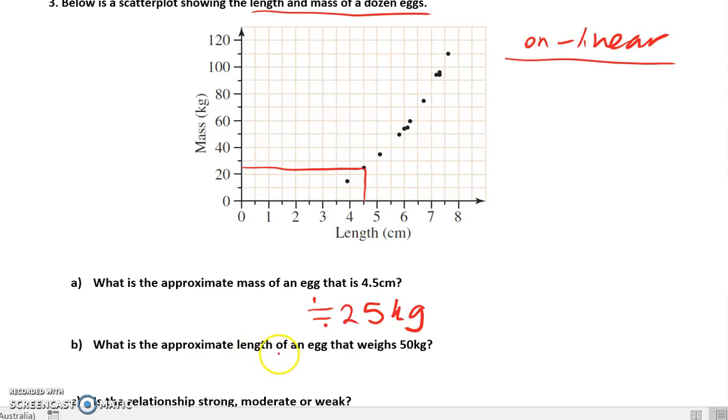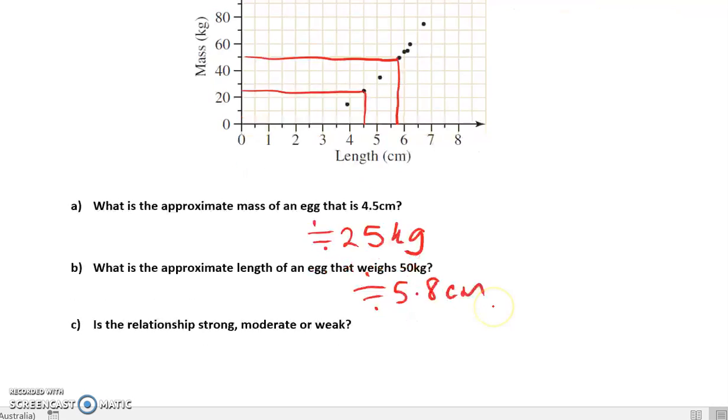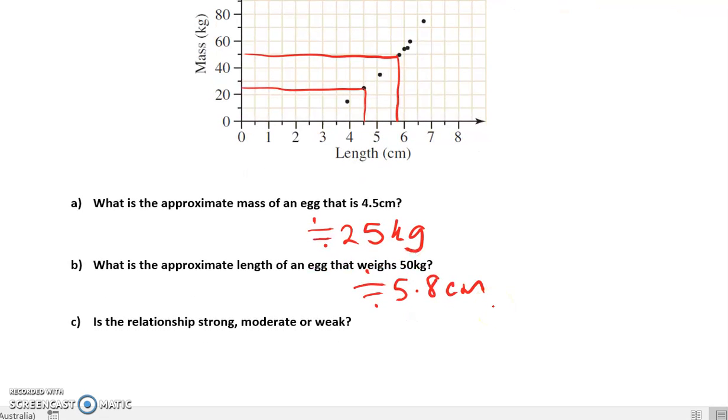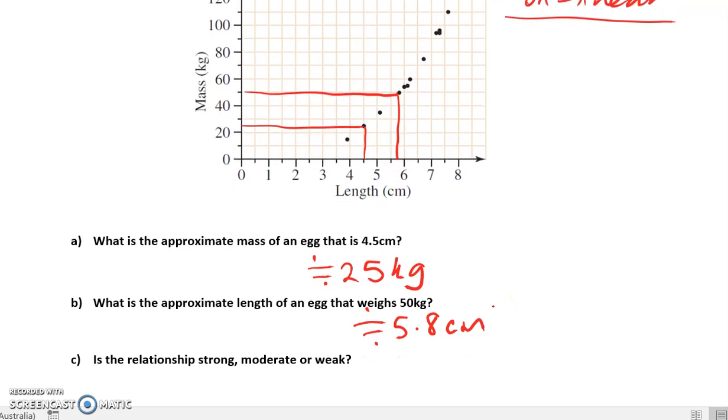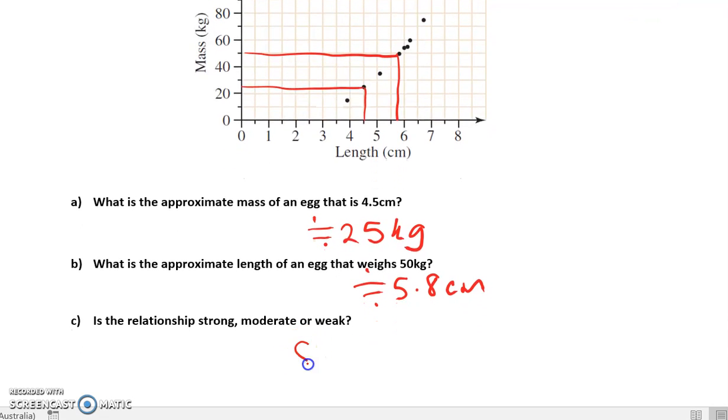What is the approximate length of an egg that weighs 50? So I'm going to 50. Here it is. I'm going across to the dot, and I'm going down. It's approximately, I'm going to say maybe 5.8 centimeters. You know, there'd be a little bit of leeway here. Is the relationship strong, moderate, or weak? It's very much so almost in a straight line, almost all touching. So I'm going to say it's strong association.